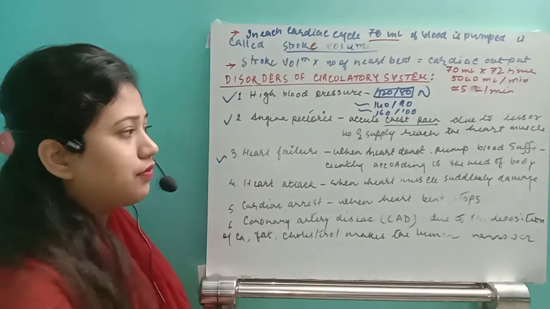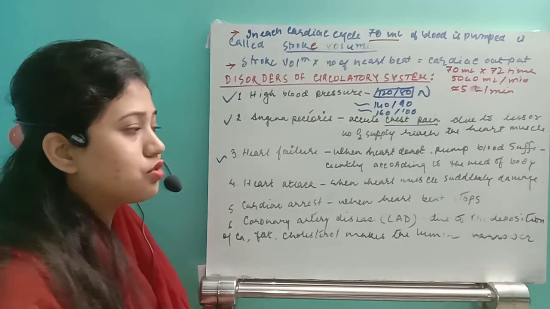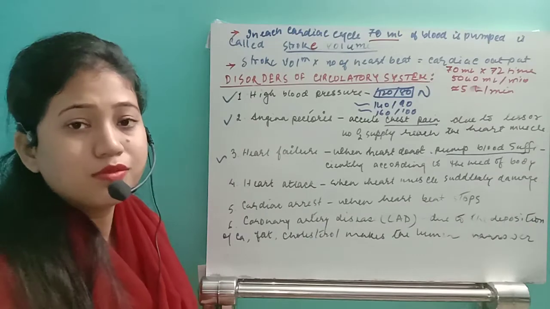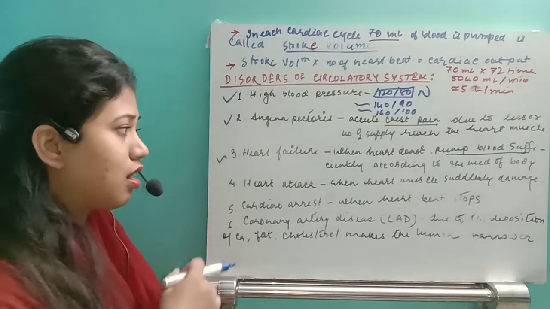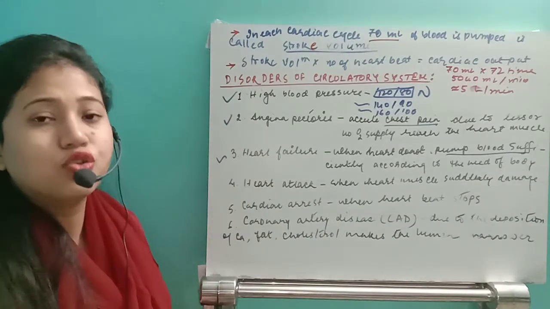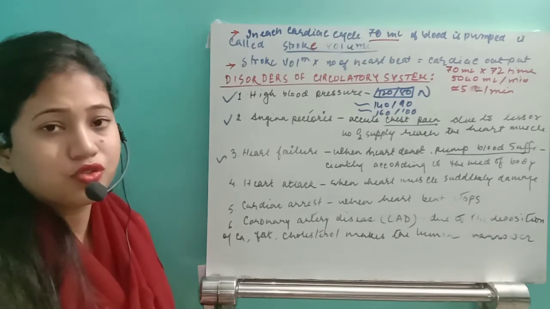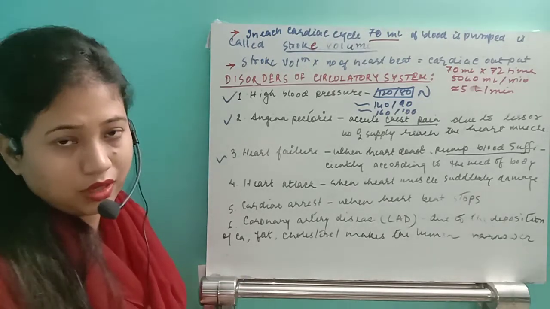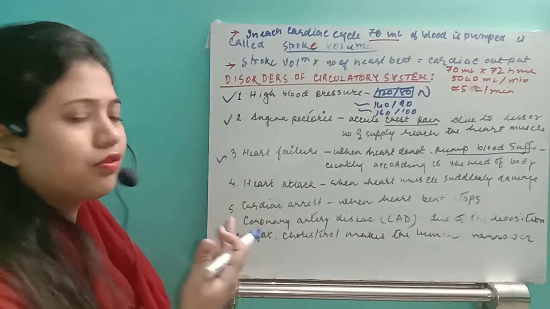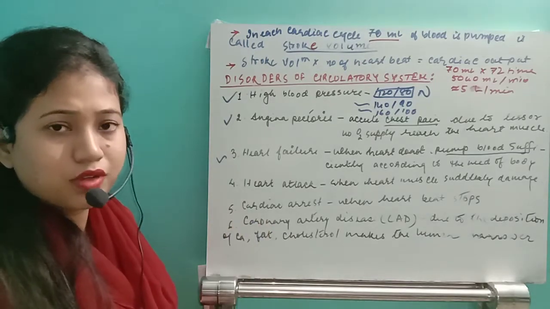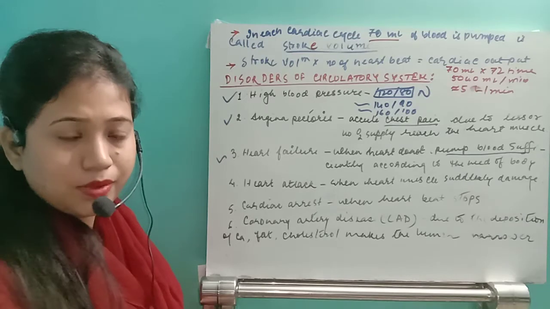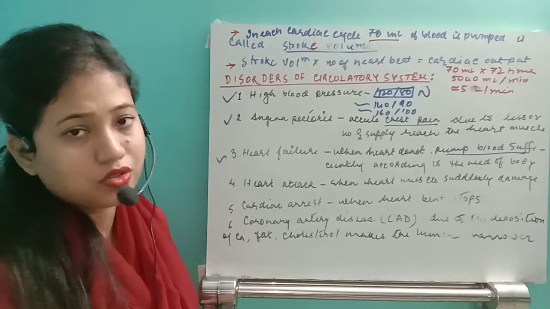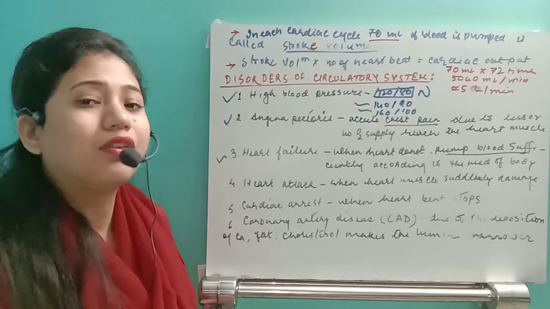Next one is heart failure. Whenever the heart does not pump a sufficient amount of blood for the need of the body, this is called heart failure. The heart does not supply sufficient oxygen to the tissues, then the condition is called heart failure. That means the heart fails to work. What is the function of the heart? The oxygen supply. If the oxygen supply is not there, then the heart fails its function. So that's the condition, heart failure.